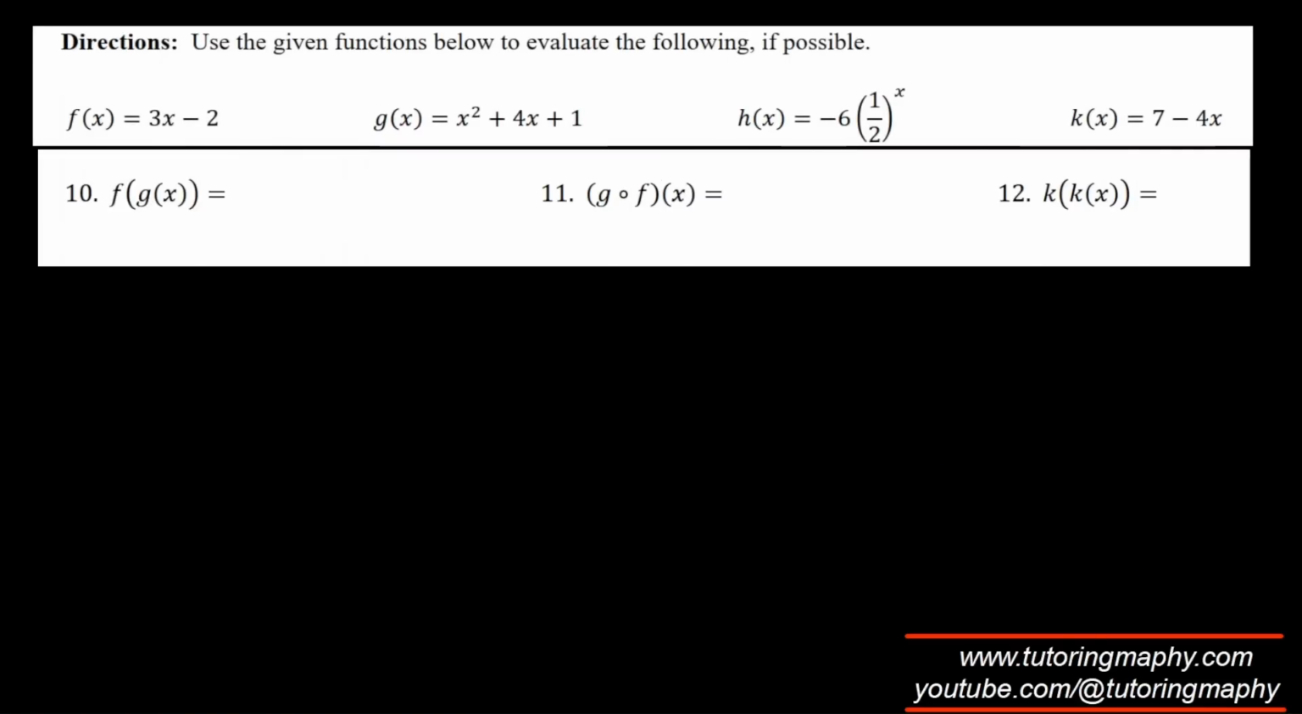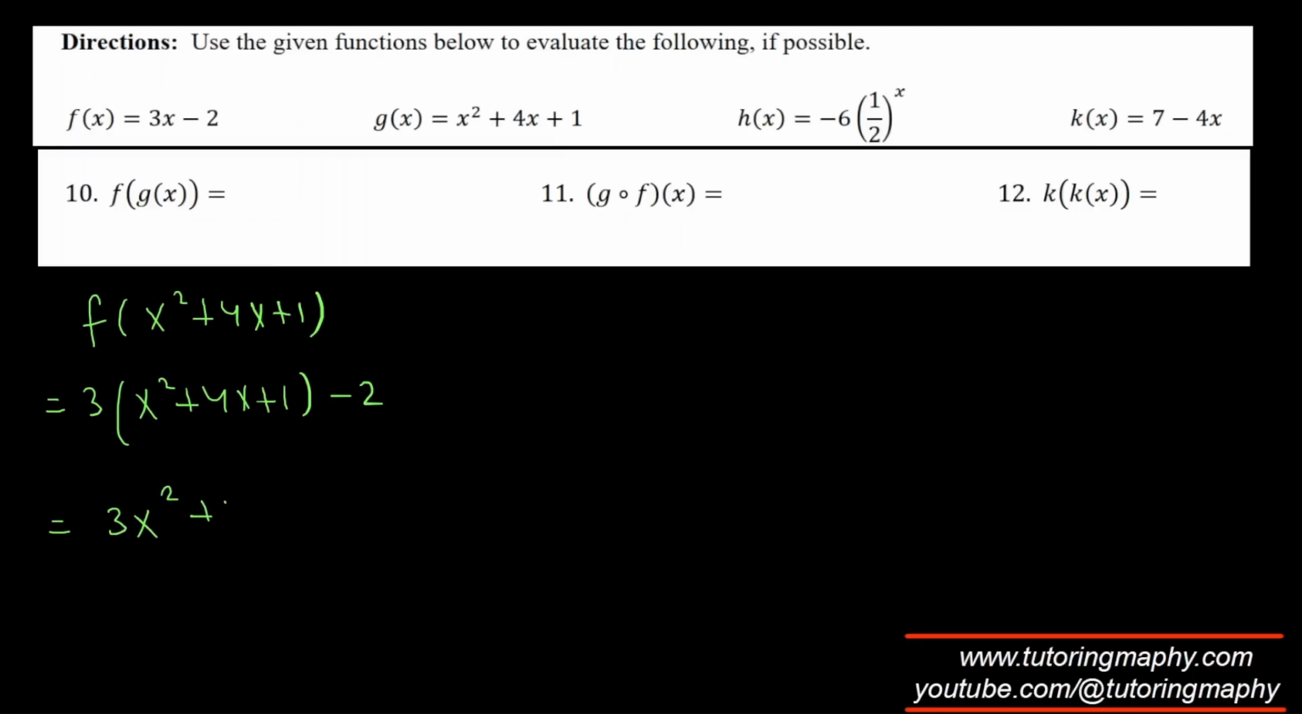Right, here we need to find f of g of x, and g of x is x squared plus 4x plus 1. And f of this thing means replacing this x with this entire thing. So this is going to look like 3 times (x squared plus 4x plus 1) and then minus 2. So this will be 3x squared plus 12x plus 3 minus 2. I just distributed this 3. And then this is going to look like 3x squared plus 12x plus 1.